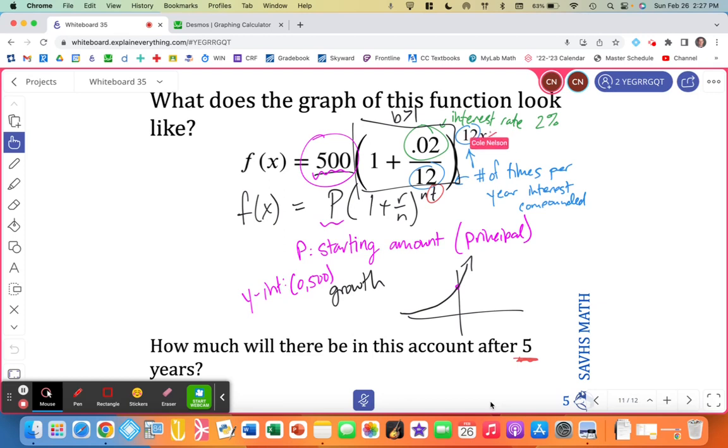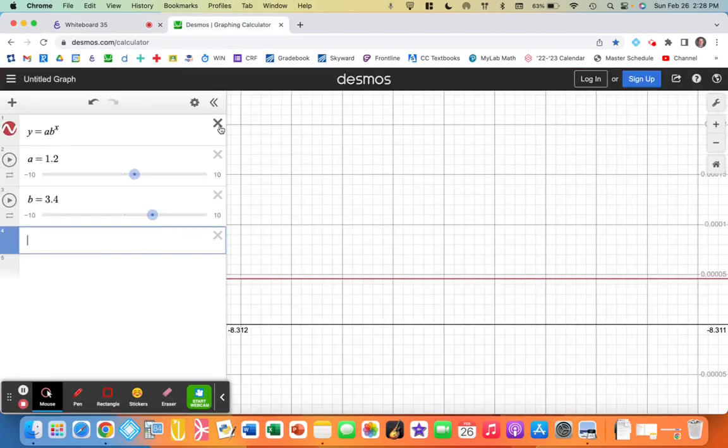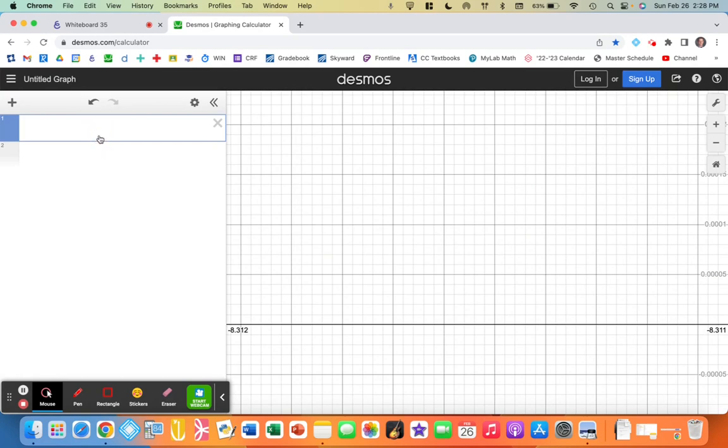So we're going to put in 5 for x, and we're just going to evaluate that. I could even do that in Desmos. I'm going to do that real quick. This is just something that we can type in. I'm going to type in 500 times 1 plus, and then if you do a divide symbol, like the slash next to shift, it'll make a fraction. It's 0.02, and then 12, and then to the 12 times 5. Okay, and so we find out that in 5 years, we will have $552.54.